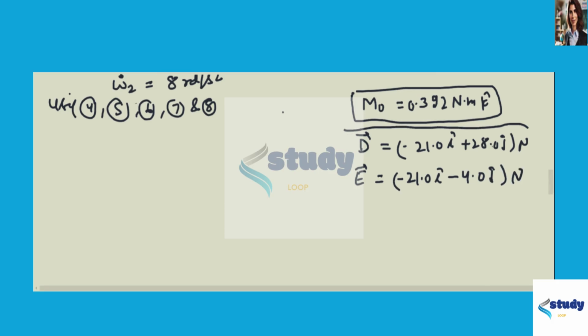I have not shown the calculation here, that you can easily solve. Only substitution is there, so I don't think there would be any problem.